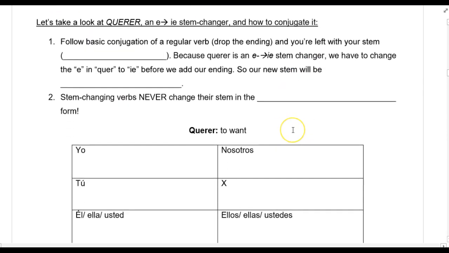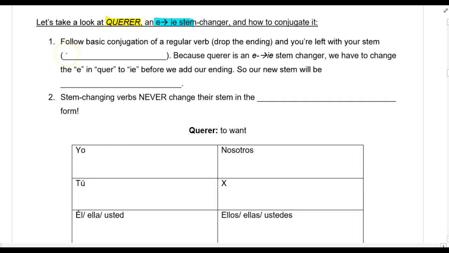Okay, now we're going to start off with the verb querer. The verb querer is technically an ER verb, right? So if you were to regularly conjugate the verb, we would drop the ER and add our endings. The only thing with this particular verb is that it's technically a stem changer. So if you look right here, this is supposed to go from an E to an IE. And because of that, we have to conjugate it slightly differently.